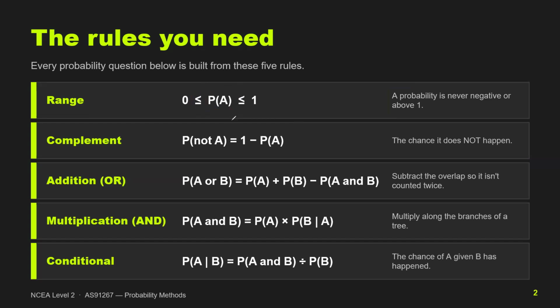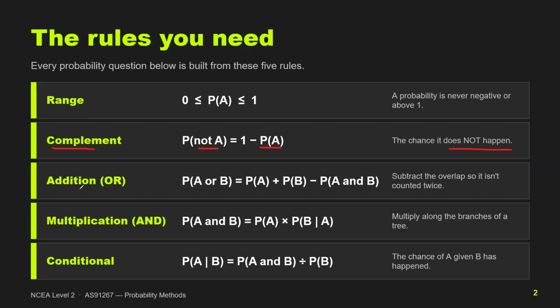The next one that we have today is complements of events. Complement basically refers to the chance that it does not happen. So the probability of an event not being A. If you want to find that, you'll do 1 minus the probability of A. So 1 minus the probability of A will give you the probability of something not being A.